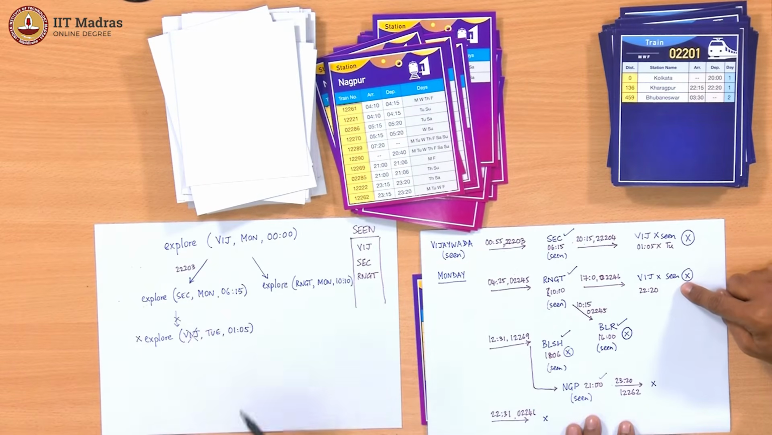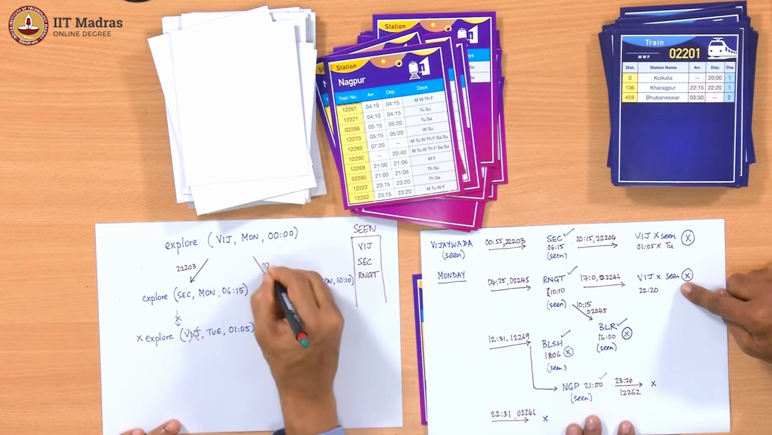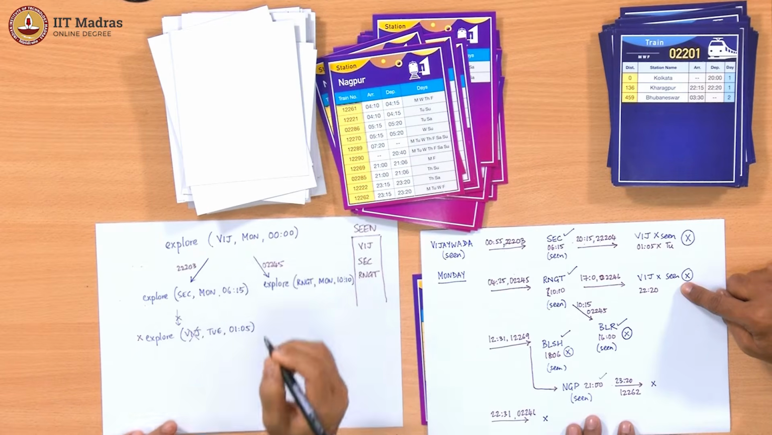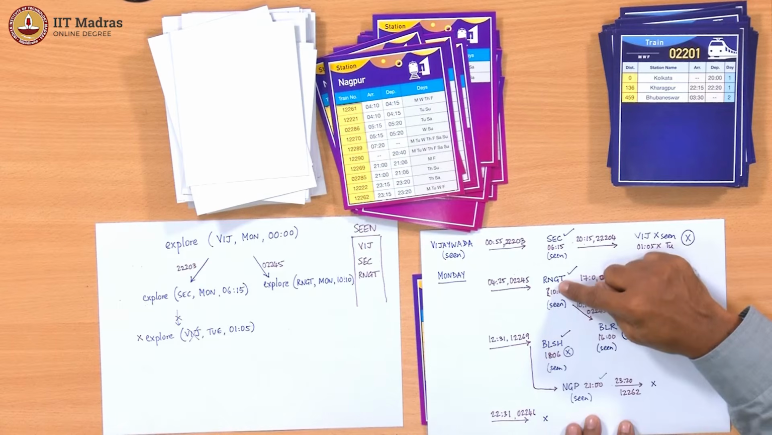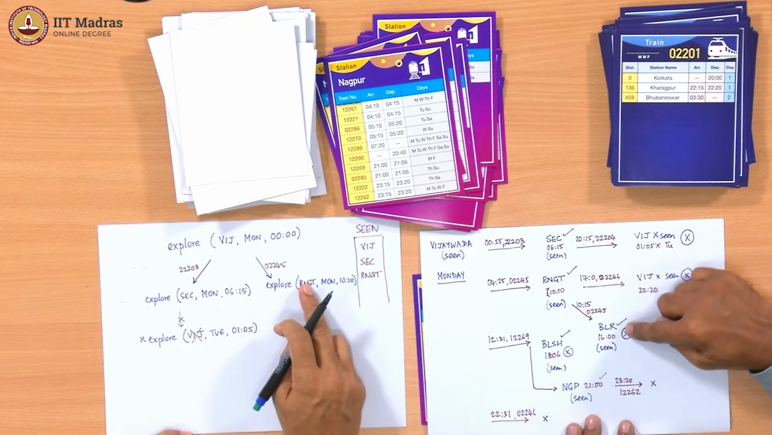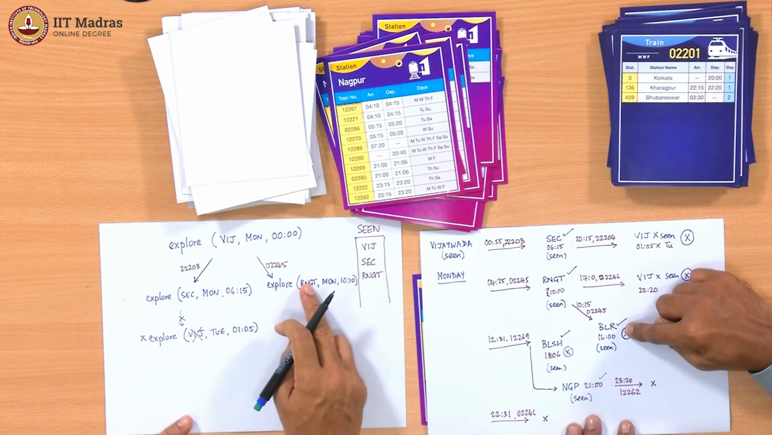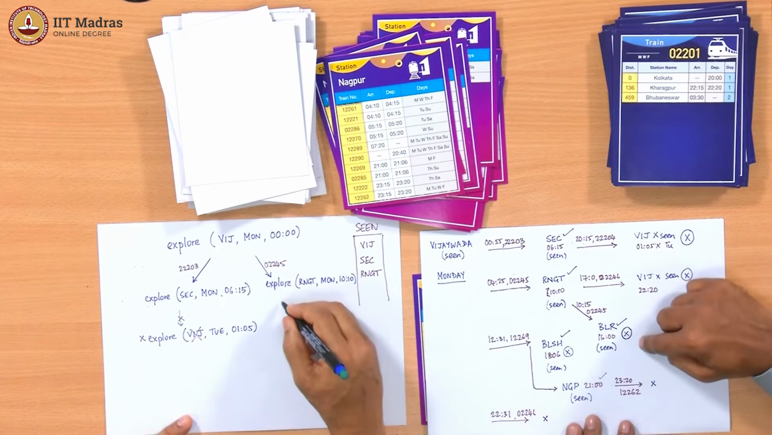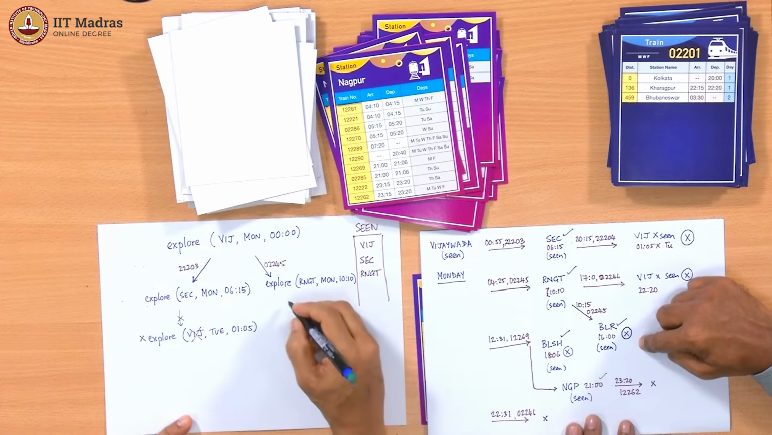So this was what train now? 02245. So now we go back and this path is closed. You come back to this call, Renigunta. Renigunta is not done. You have to continue on that same train, 2245, and you go to Bangalore. So now you explore Bangalore.